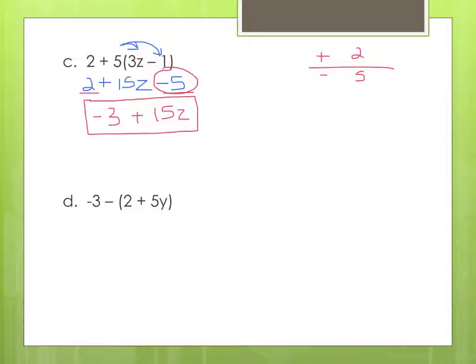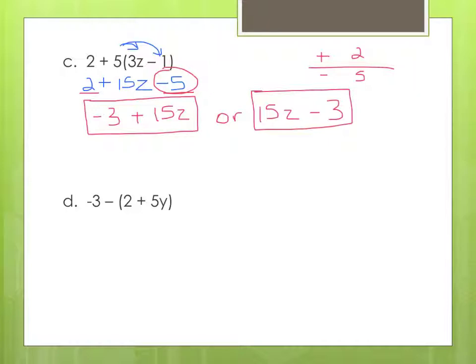Now notice that addition is commutative, so you can write it negative 3 plus 15z or 15z plus negative 3 or minus 3. Both of those are correct. It doesn't matter which order you put it in.